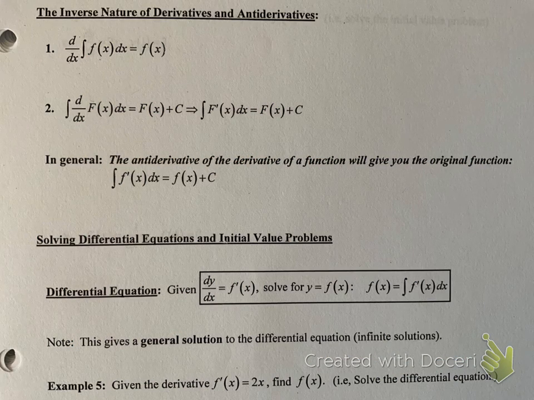So the inverse nature of derivatives and antiderivatives, we're going to be talking about that next. So if I take the derivative of the antiderivative, I will get the original function back. That's what rule number 1 is saying. And if I take the derivative of the antiderivative dx, I get the function plus c. And I also can integrate the derivative, and if I do that, I get the function plus c. So in general, the antiderivative of the derivative of a function will give you the original function, okay, plus c. All right, can't forget the plus c, okay?